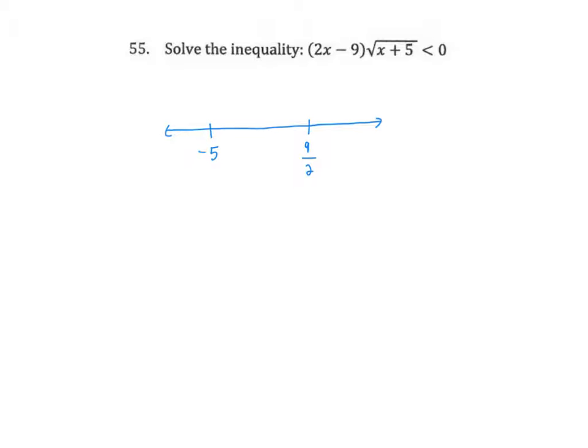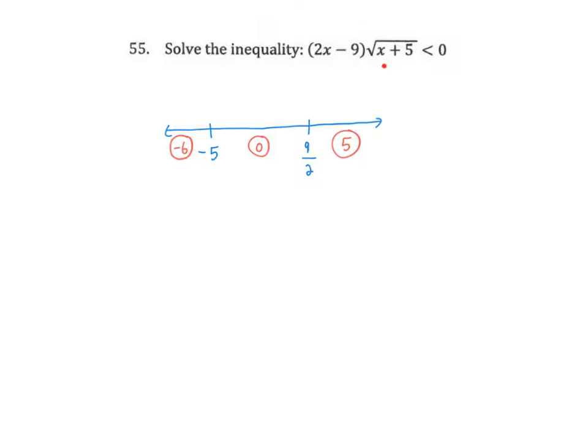We'll pick just kind of randomly. Everyone will do this a little differently. Just pick numbers in each region. So this region is all numbers less than -5, so I'll just pick -6 as a test point. In between, any number between -5 and 9 over 2, 0 is an easy number to plug in, so I'll pick 0. And in this region, pick any number bigger than 9 over 2, which is 4.5. So maybe I'll pick 5.